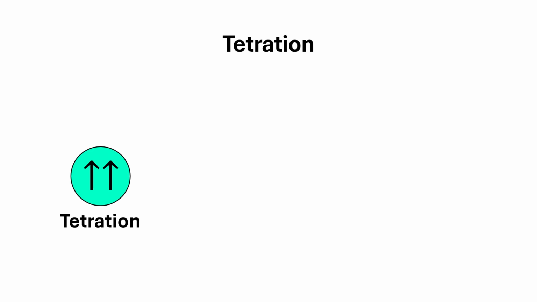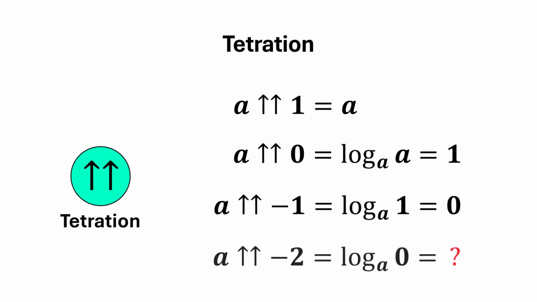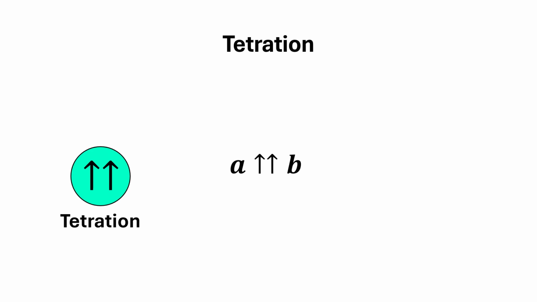But what happens at heights that are less than 1? Tetration of 0 is also 1, just like exponentiation. Tetration of negative 1 is 0, and tetration for other negative integers are undefined, kind of like the logarithm of 0. For non-integers, things can get a lot more complicated.